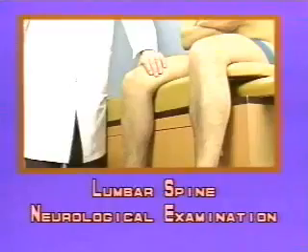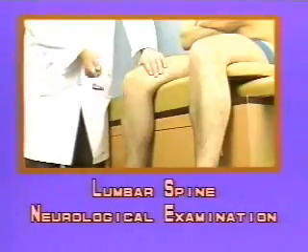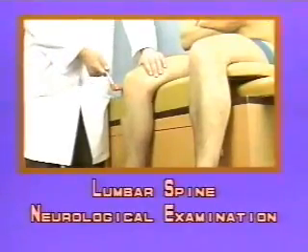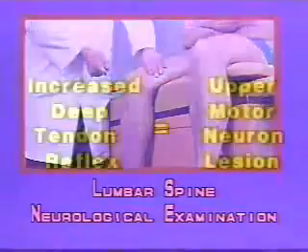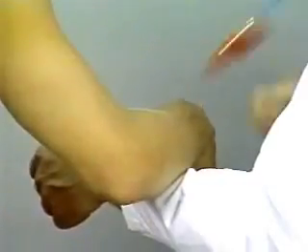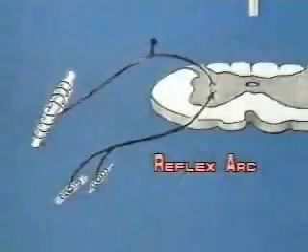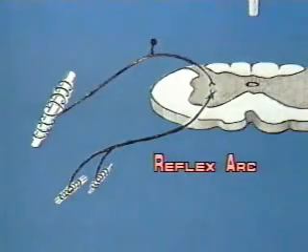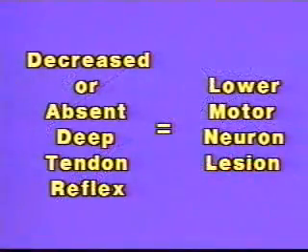As discussed in the neurological examination of the lower extremities, an increased deep tendon reflex suggests loss of inhibitory function of the brain or an upper motor neuron lesion. A decreased or absent deep tendon reflex suggests pathology in the reflex arc or a lower motor neuron lesion.